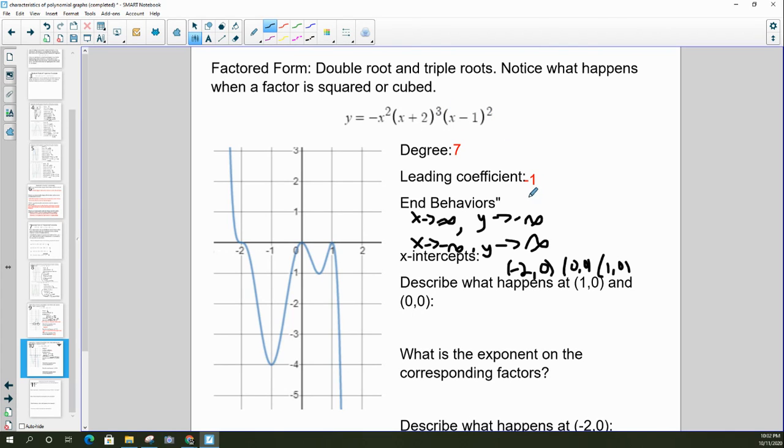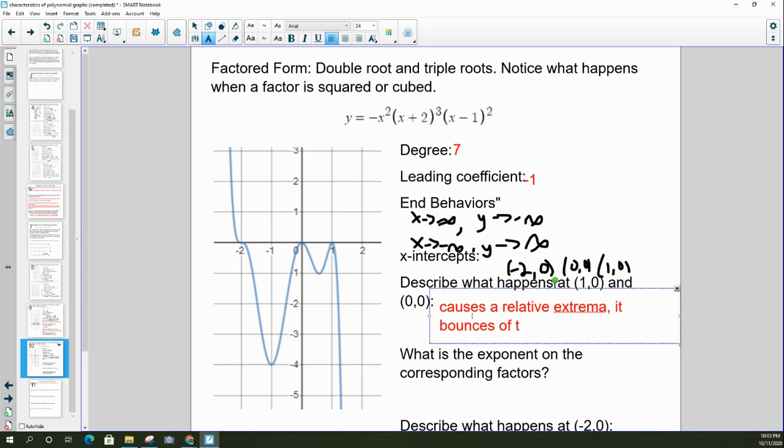And again, those match up, okay, with what makes each of the factors equal to 0. All right, and let's take a closer look, okay, at the factors that were squared. Okay, so on the factors that were squared, again, what's it doing? It's hitting and it's bouncing. Okay, so same thing here. Okay, it causes a relative extrema. Okay, it bounces off the x-axis. And what's the exponent there? It's squared. It's 2. Both of those. An even exponent, okay, causes a bounce.